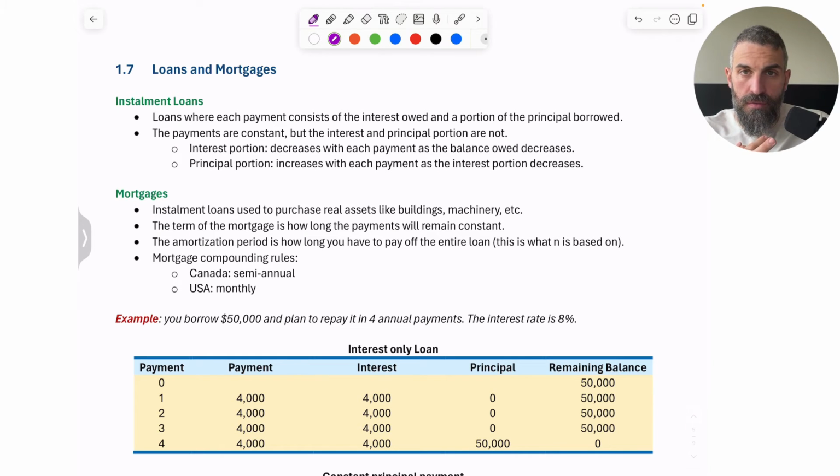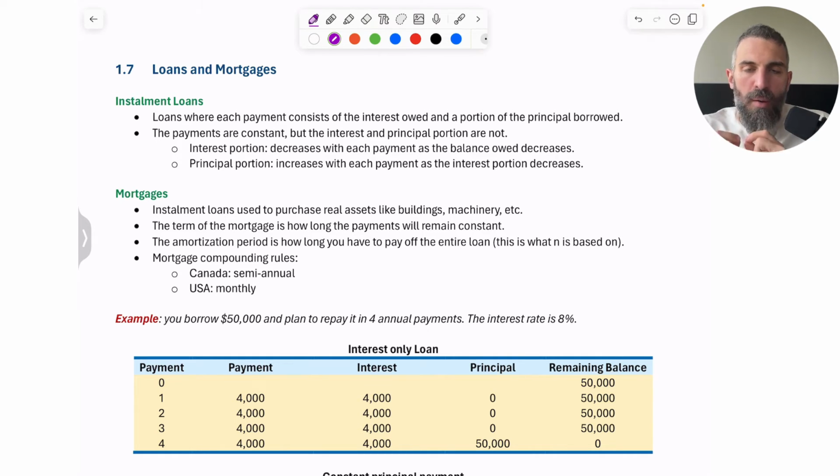Loans and mortgages. So we're going to talk about different types of loans, but the emphasis will be on mortgages and installment loans because those are really the main ones. So, of course, we know what a loan is. A loan is you borrow money from somebody, the person charges you interest, or the bank charges you interest. You agree on terms. I'm going to pay you back in 5 years, in 10 years, in 20 years, and then you pay them back, hopefully.